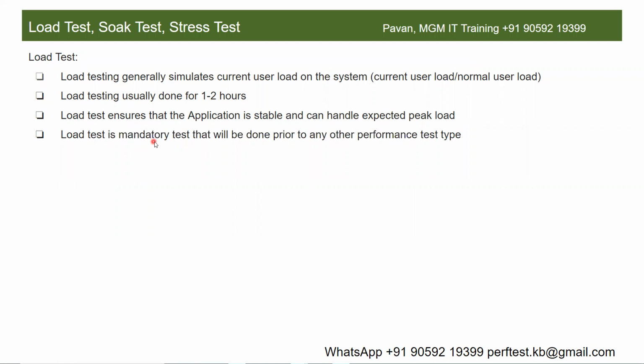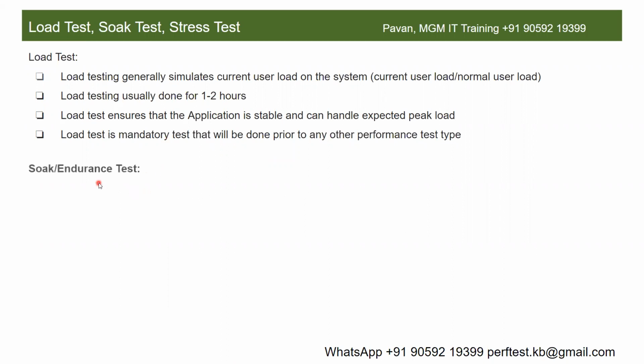In my current project also, before we got that project from some other QA organization, they were doing only load testing. They were not doing any other type of testing. Once we got that project, we started doing endurance test also. We'll discuss why we included endurance test and what the objective of doing SOAK or endurance test is. However, load test is the mandatory test that will be done prior to any other performance test type, right?